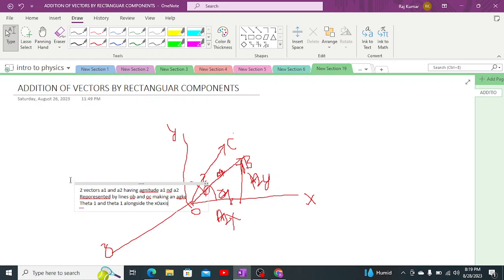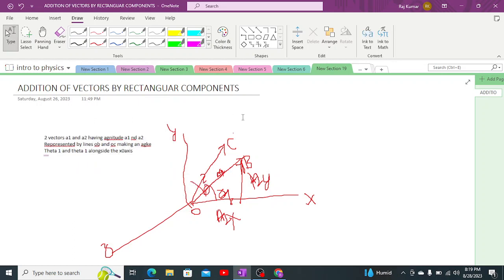How can we define it? We can define it by the following explanation: two vectors a1 and a2, which have magnitudes a1 and a2, are represented by lines OB and OC, making angles theta 1 and theta 2 alongside the x-axis. So this is how we are going to describe this diagram. What I want to do here is add both of these vectors.